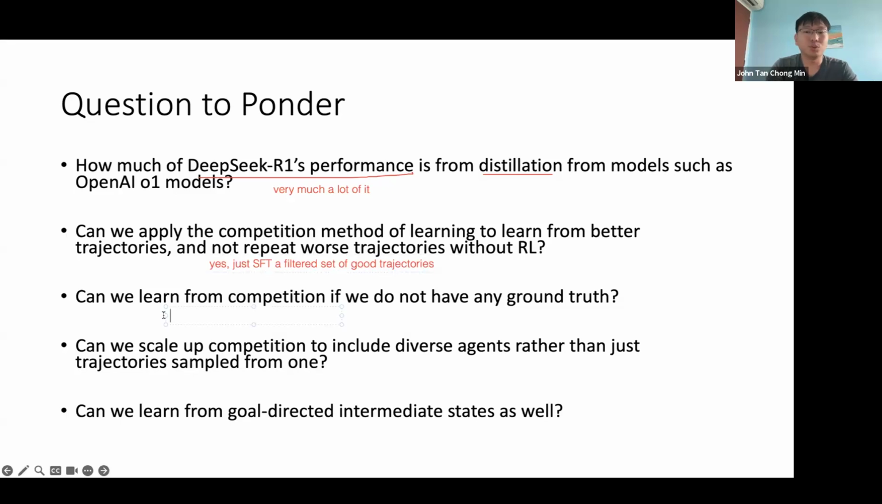Can we learn from competition if we do not have any ground truth? I think this is a little hard because you have to use a model to estimate the ground truth, unless you have a superior model to evaluate as a judge. If not, there will be errors. And essentially, if you use an error-based method to give you the reward signal, you might reinforce the wrong trajectories. So in general, I don't think this is a good idea to learn from competition without a ground truth. There should always be some form of ground truth if possible.